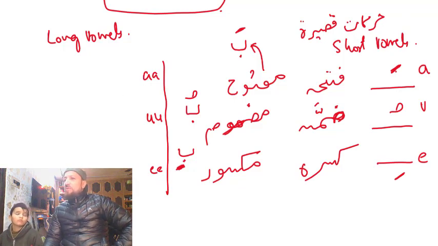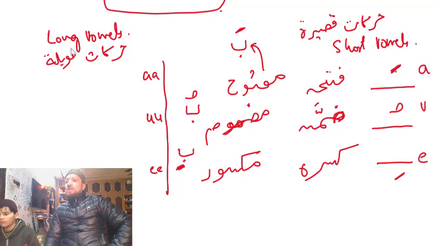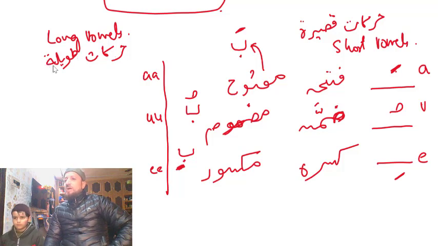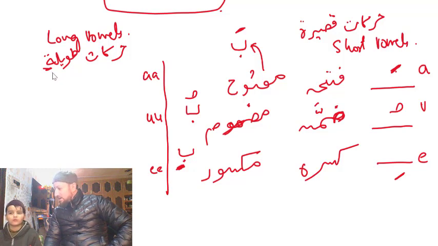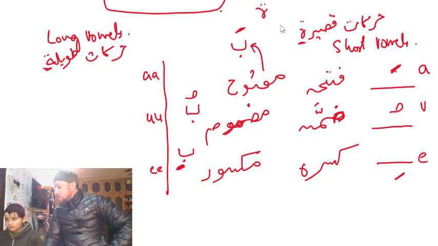In the same way we have the long vowels, which are the harakat tawila. Because it's a ta marbuta, that means if you stop at it, it becomes ha. If you do not stop, then it becomes ta.